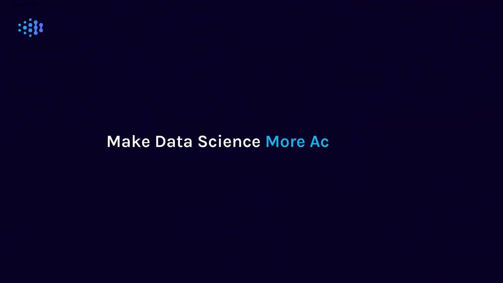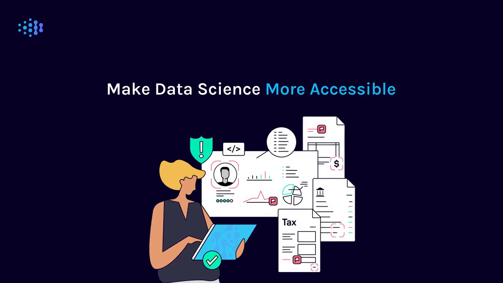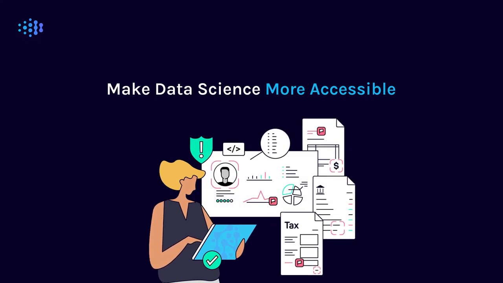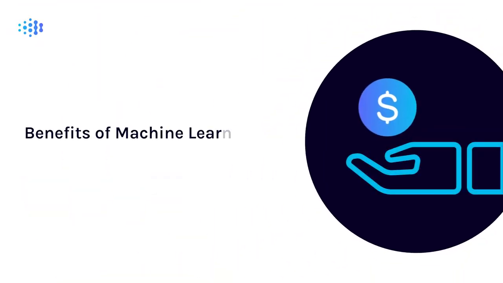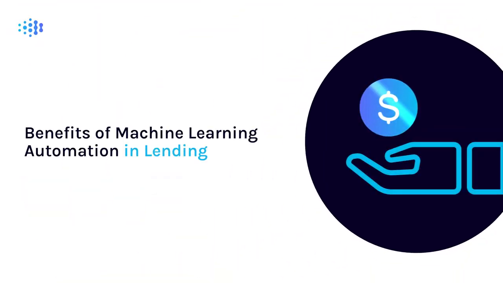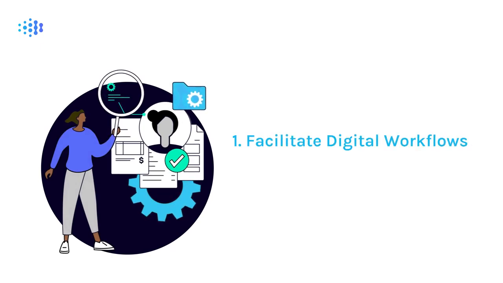Today, automated machine learning means making data science more accessible by automatically pulling insights and presenting them to the rest of the organization for use. For lenders, automated machine learning can bring three major benefits, all of which can serve to reduce costly errors and improve morale. First, it can help facilitate organizations in their transition to digital workflows.